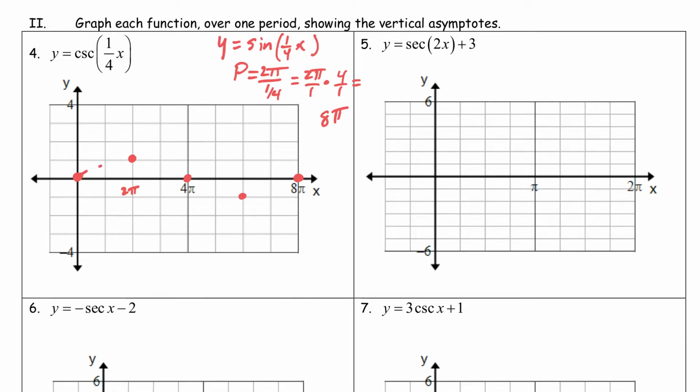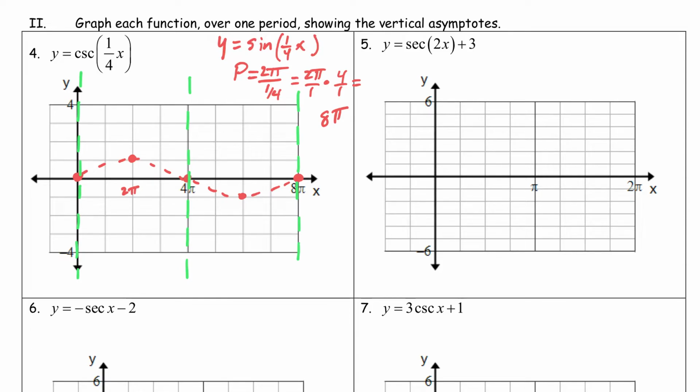And so what I need you to do is graph a dashed line. And wherever sine is 0, since cosecant is the reciprocal of sine, that tells you that's where your asymptotes are going to be. So your asymptote will go through 0. It will also go through 4 pi. It will also go through 8 pi, because that's where it's going to be undefined.